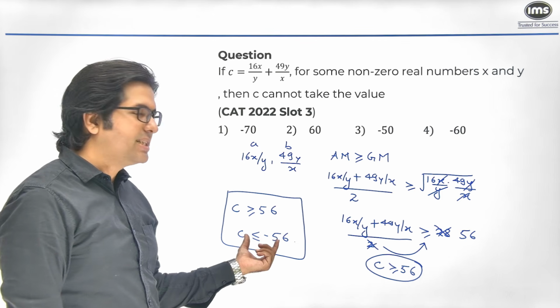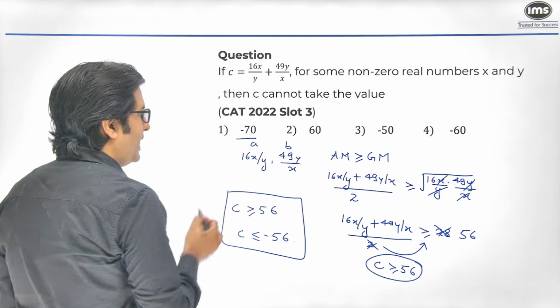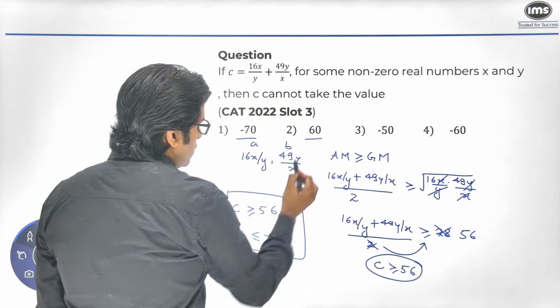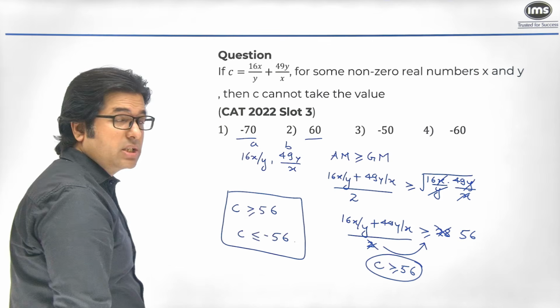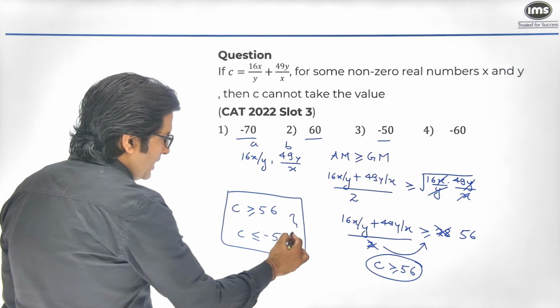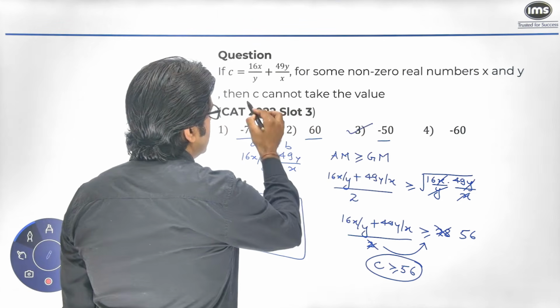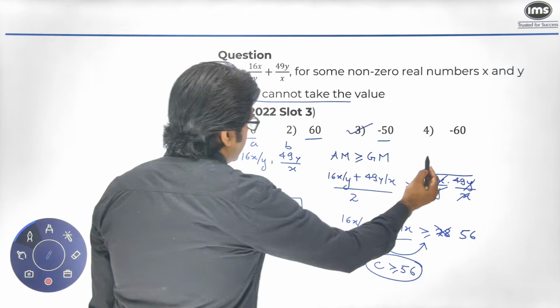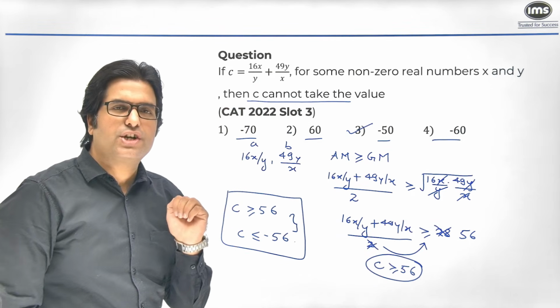So C will either be less than minus 56 or greater than or equal to 56. So minus 70 is acceptable. 60 is also acceptable because it is greater than 56. Minus 70 was acceptable because it was less than minus 56. Minus 50 is actually falling between this range. So understand that this is our answer, because they are asking what C cannot take the value of. Minus 60 is very much acceptable. No problem in that. The correct answer for this question is option 3.